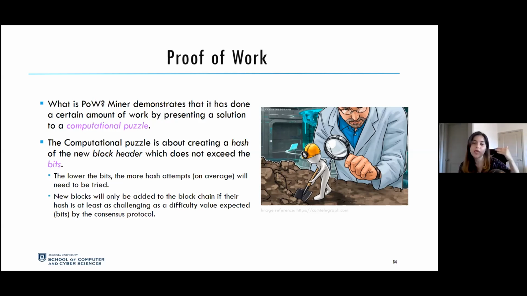Long time ago in 2008, when Bitcoin was developed, this level of difficulty was pretty low. That means it was much easier for you to compute the hash value which is less than the bits. But nowadays, as the hardware technology improves and the computation power has increased, they are increasing this level of difficulty, and I will explain why this is happening.